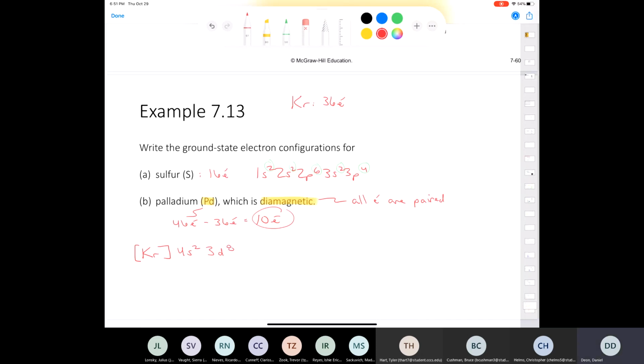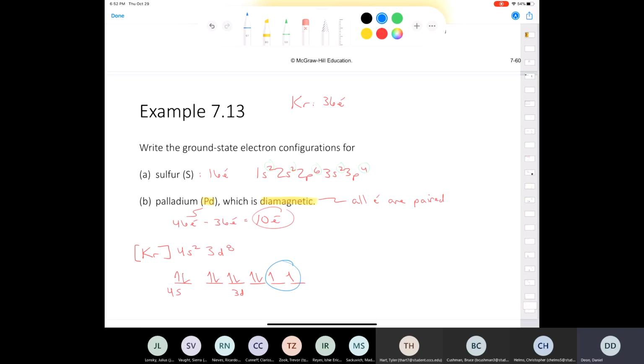There's a problem with this, though. There's one type of s orbital, right? It's got 2 electrons in it. So here's my s orbital. For my d orbitals, how many types of d orbitals are there? There's 5, and there's a total of 8 electrons. 1, 2, 3, 4, 5, 6, 7, 8. These are my d orbitals. So this is my 4s and this is my 3d. There's a big problem here, isn't there? Because we've got 2 unpaired electrons. That would mean it's paramagnetic.